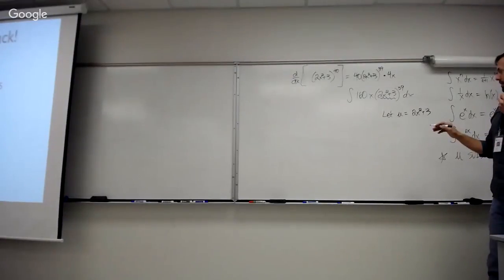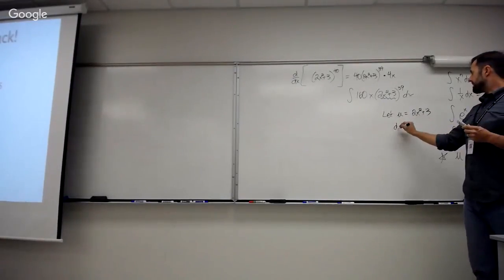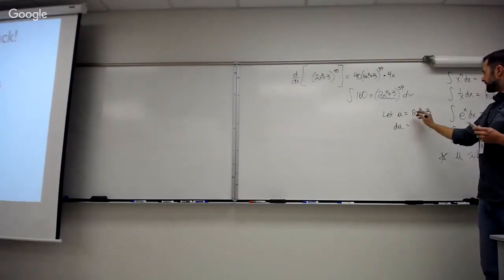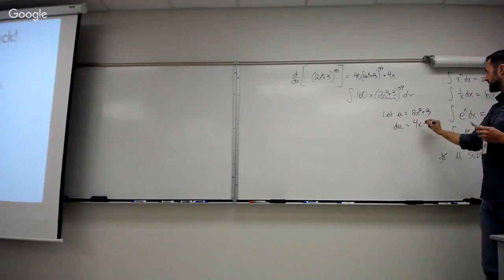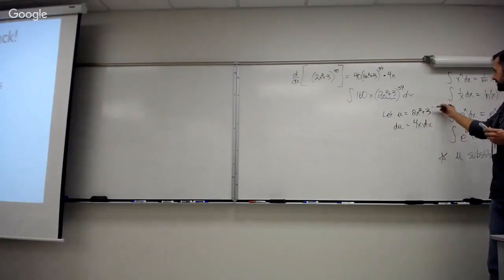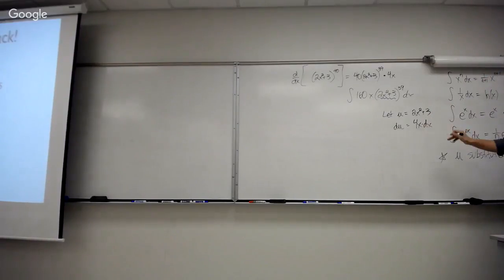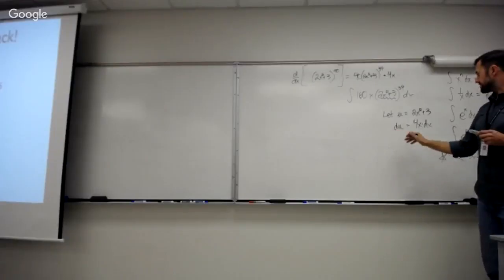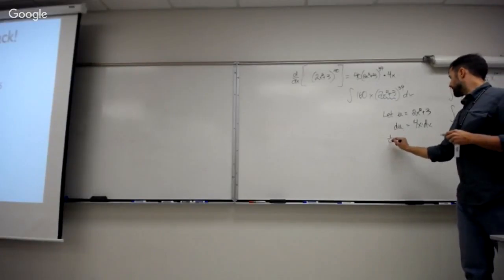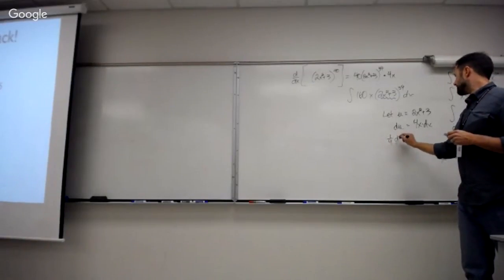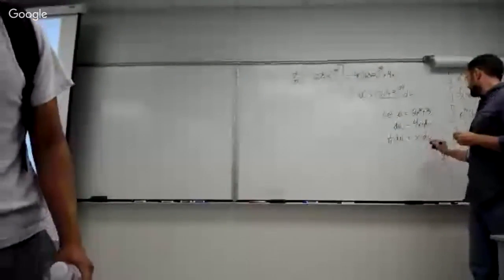What would we do? Derivative. Yeah, take the derivative of that. So now we'd have du equals the derivative of 2x squared is 4x, and we'd have to put a dx next to it. And the derivative of 3 is 0. Okay, so now we have this, and we would go ahead and move that coefficient over to the other side. So we'd have 1/4 du equals x dx.